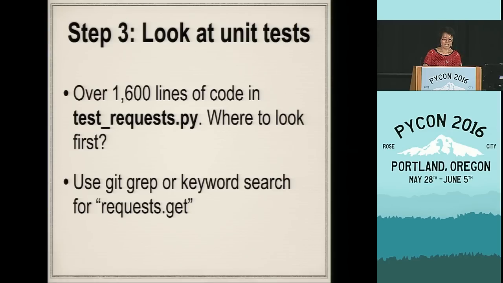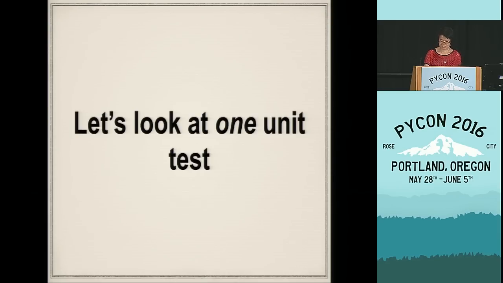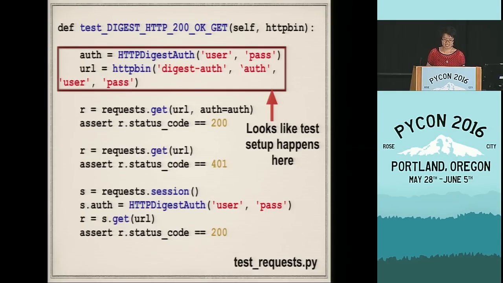So let's do a git grep or keyword search on request.get and see what we get. There's over 40 instances of the unit test that mention request.get. So let's just look at one test and focus our efforts on that. I've picked this test, test digest http 200 OK get. I'm going to go over each section of this.